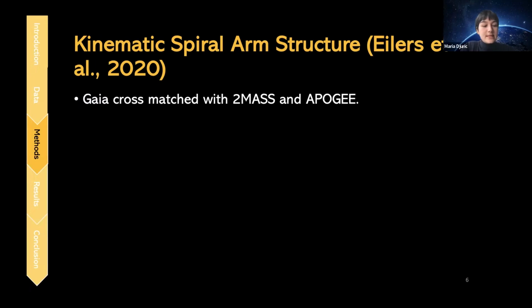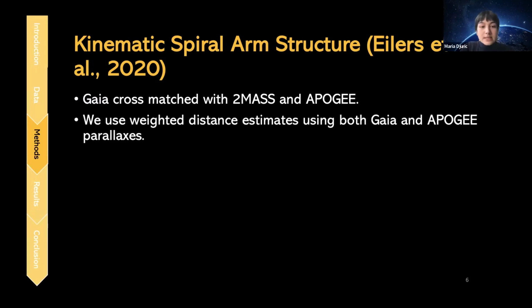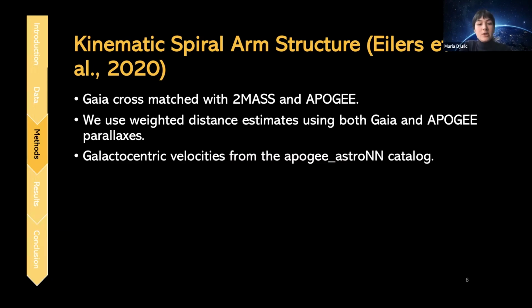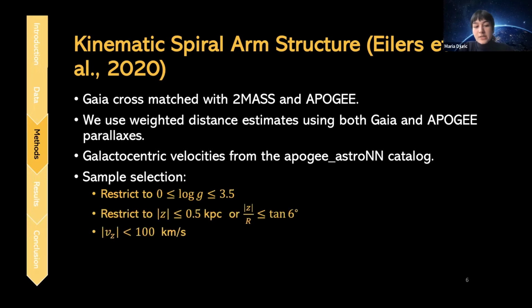So to select these stars, I cross-matched Gaia with 2MASS and APOGEE. Distances to stars were obtained by inverting parallaxes whose values were weighted by both Gaia and APOGEE. I used galactocentric velocities from APOGEE calculated using the AstroNN deep learning code. And then I also performed the following cuts to leave us with roughly 150,000 upper red giant branch stars.